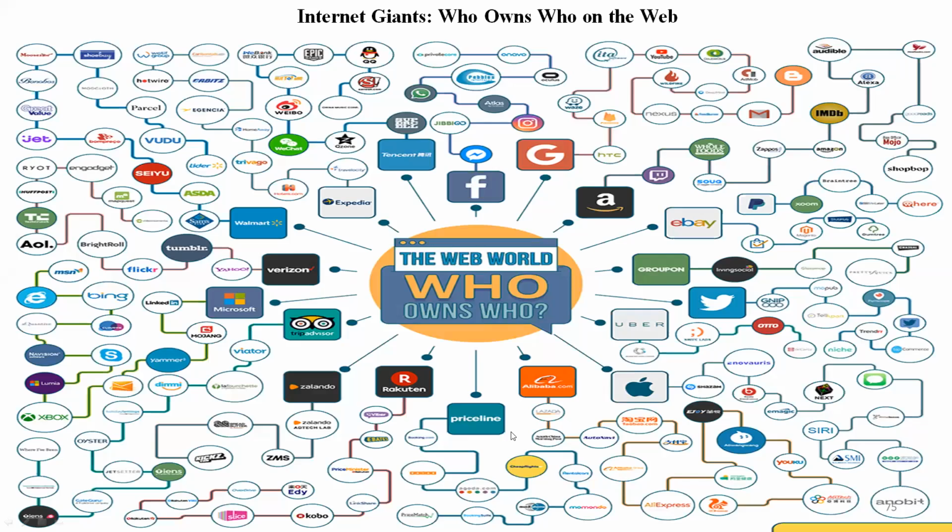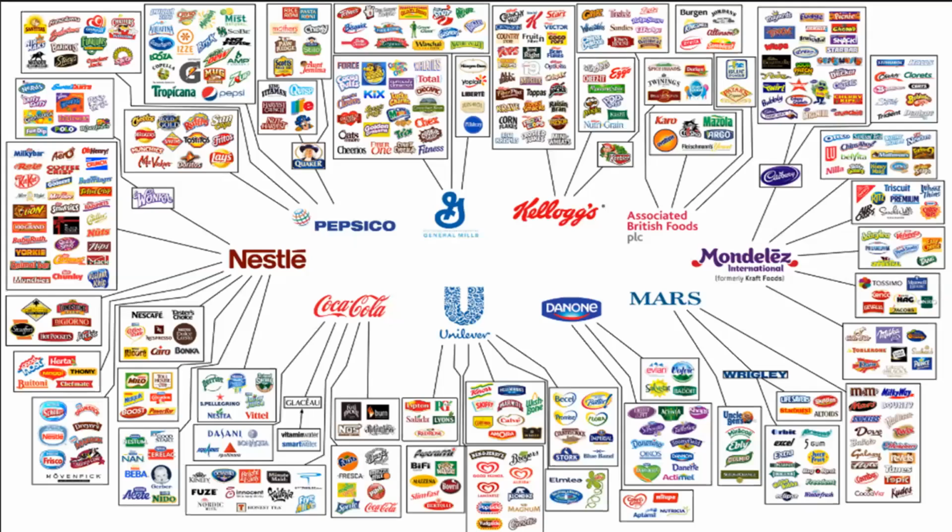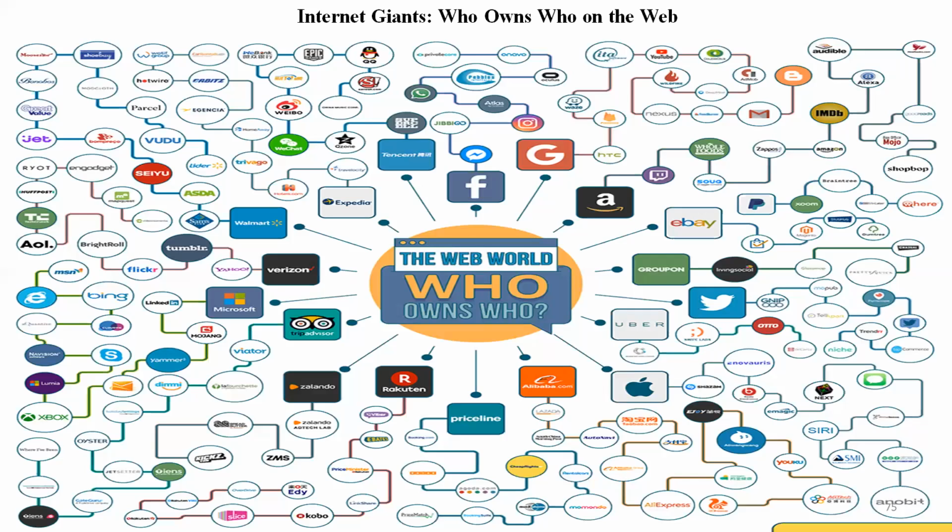How in olden days these companies were controlling fast moving consumer goods, similarly nowadays these companies are controlling the digital business. If you want to make any digital business, you have to take services from any one of these companies. So that's how the world is moving, the digital world.